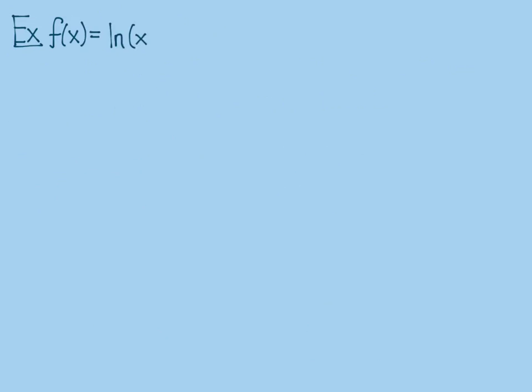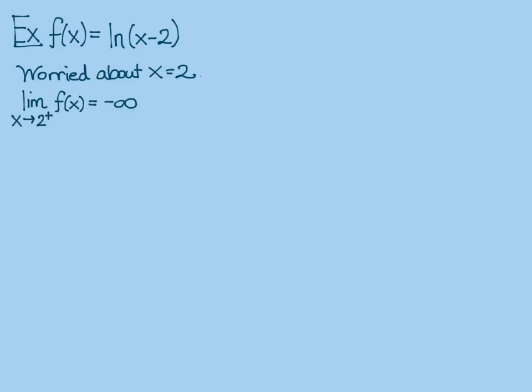Let's look at an example. F of x equals the natural log of x minus 2. We're worried about x equals 2 because we know that the natural log of 0 is undefined. The limit as x goes to 2 from above goes to negative infinity, so there's a vertical asymptote at x equals 2.